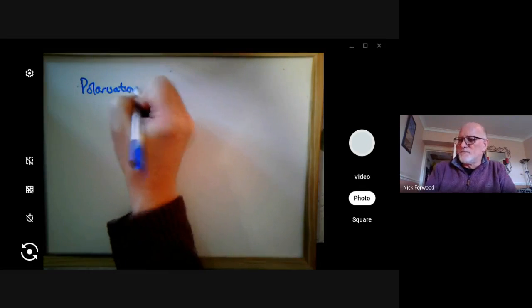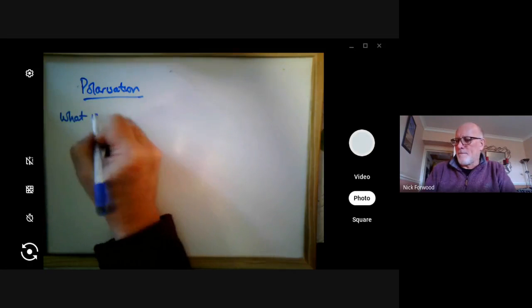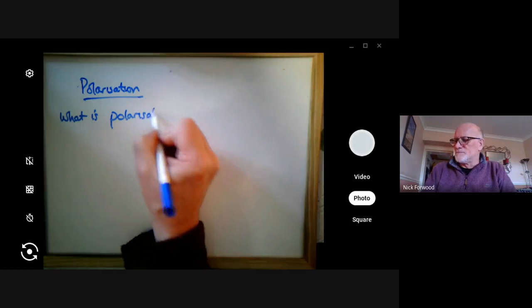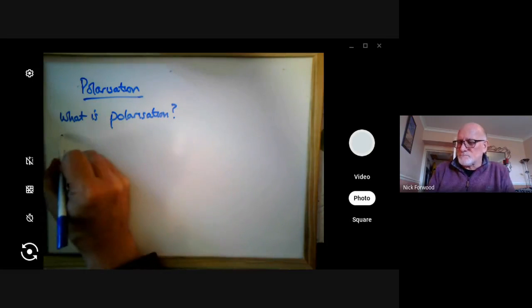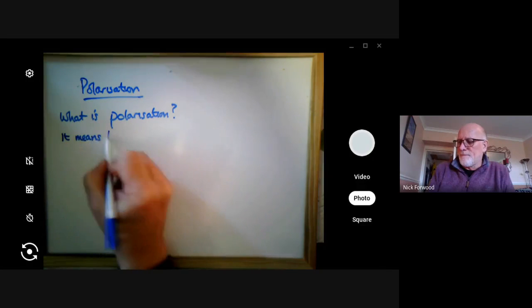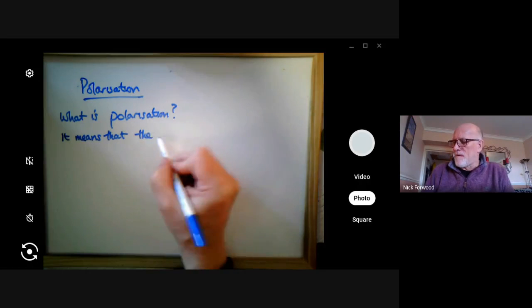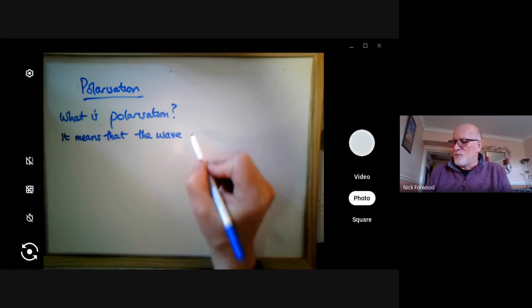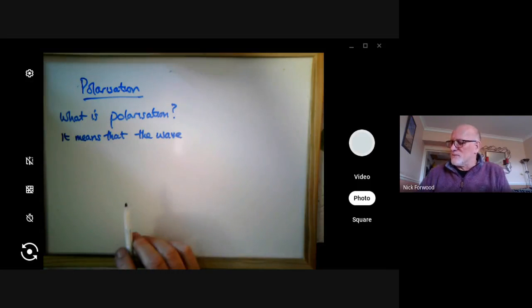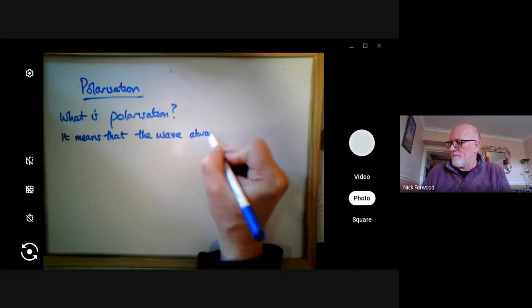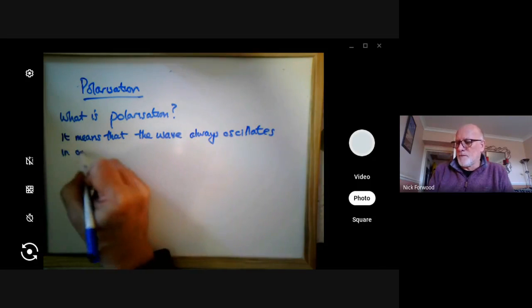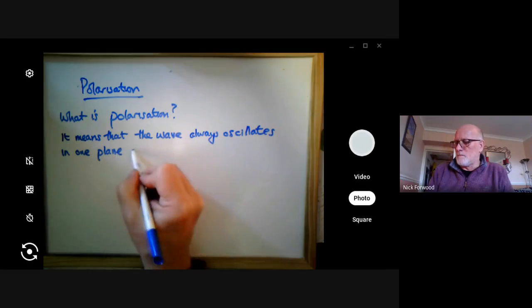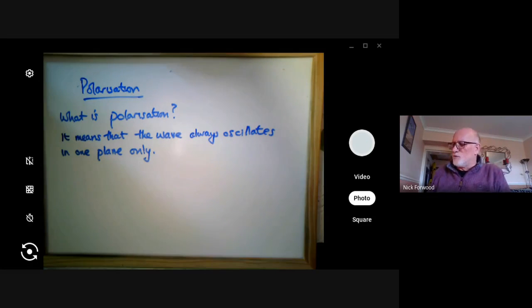polarization. Now, what is polarization? Is a question which you can write down. And what it means is, and remember, when I say the wave, I mean the electric part, because we're not going to consider the magnetic part. Okay, so it means that the wave always oscillates in one plane only.